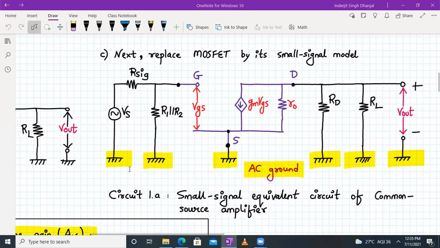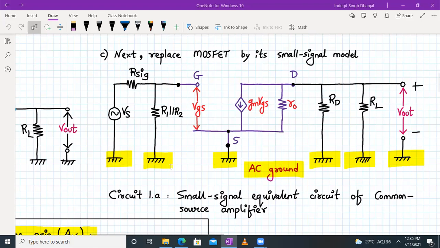Now, here you can see the yellow color marked grounds are all AC grounds in this small signal equivalent circuit, because this small signal equivalent circuit represents only changes in either the DC voltage or the DC current. Okay, so here we have an AC source VS. So what are the changes in the VGS? What are the changes in the ID? That is what this model is representing.